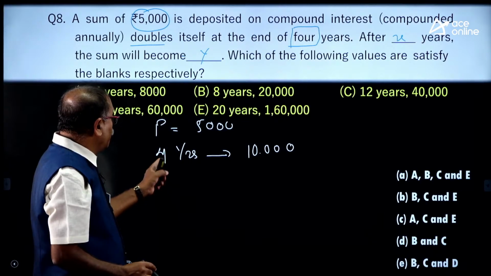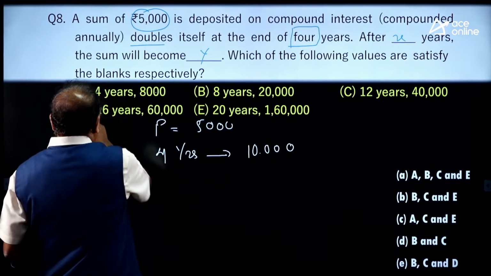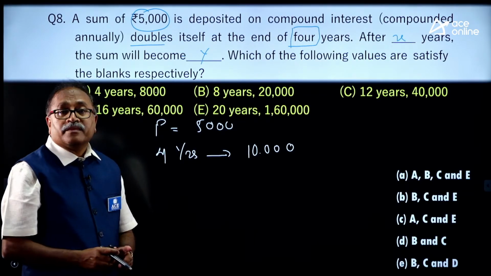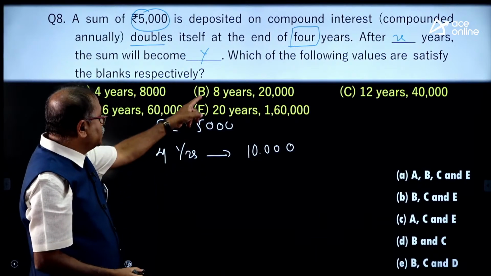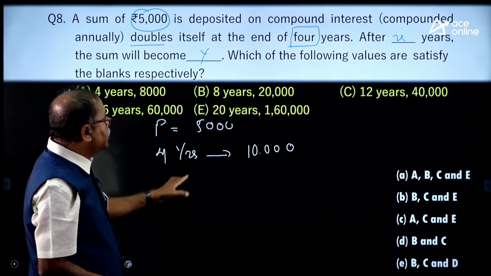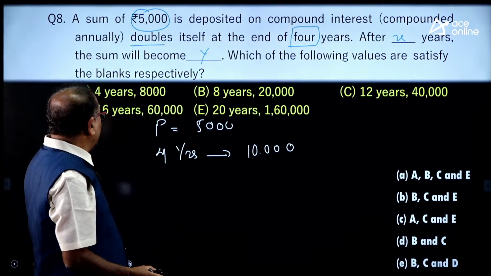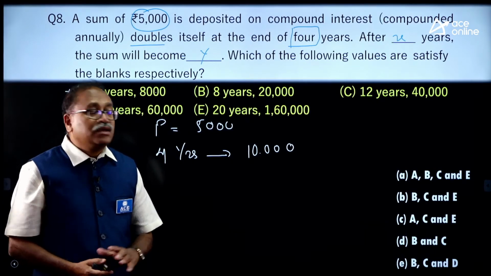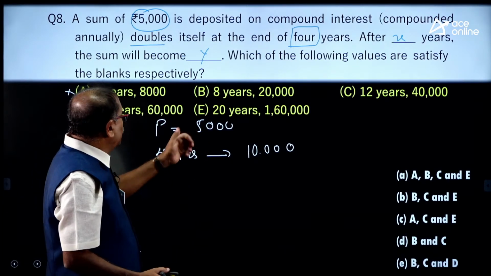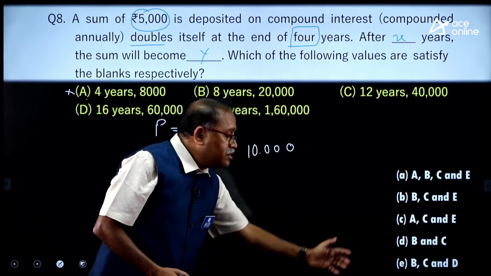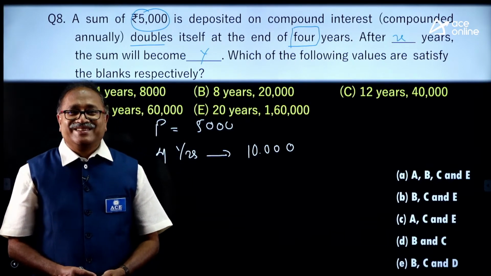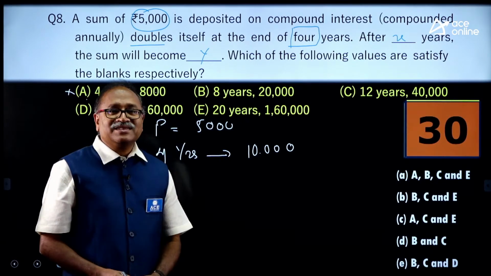No, in 4 years it will be 10,000. So, it is not satisfying. In a similar way, you check the second one, whether in 8 years it will be 20,000 or not. Same way option C, option D and E also, and we have the combination of options. Come on, your 30 seconds starts now.